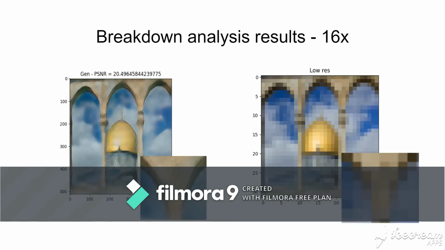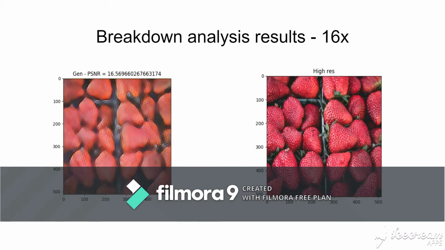Let's look at the low resolution image here. We can see that the zoomed in version, the edges are not that sharp, and it has a very blocky structure. But then when we see the generated image, the edges are much better and they're sharper. Let's look at another example.